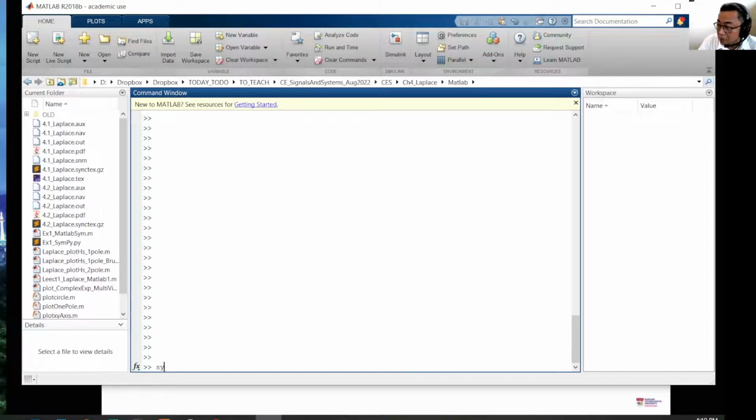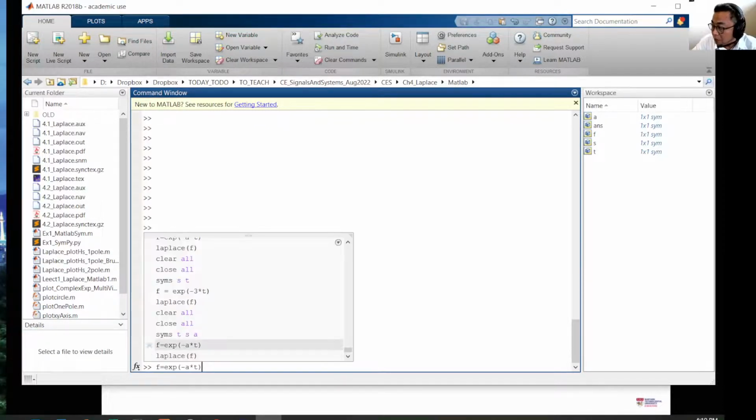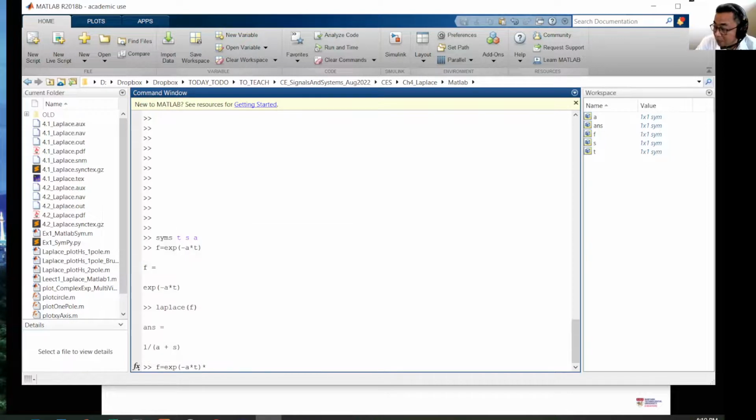We now define symbolic t, s, and a. We say that the function is equal to exponential of minus a times t. And we say Laplace of f. Now comes the answer, 1 over s plus a. So if you want to have more and more complicated functions, for example, times sine of 2 times t, and we have this. So you can try using MATLAB's Laplace or the Symbolab Laplace to solve functions that you have problems with.